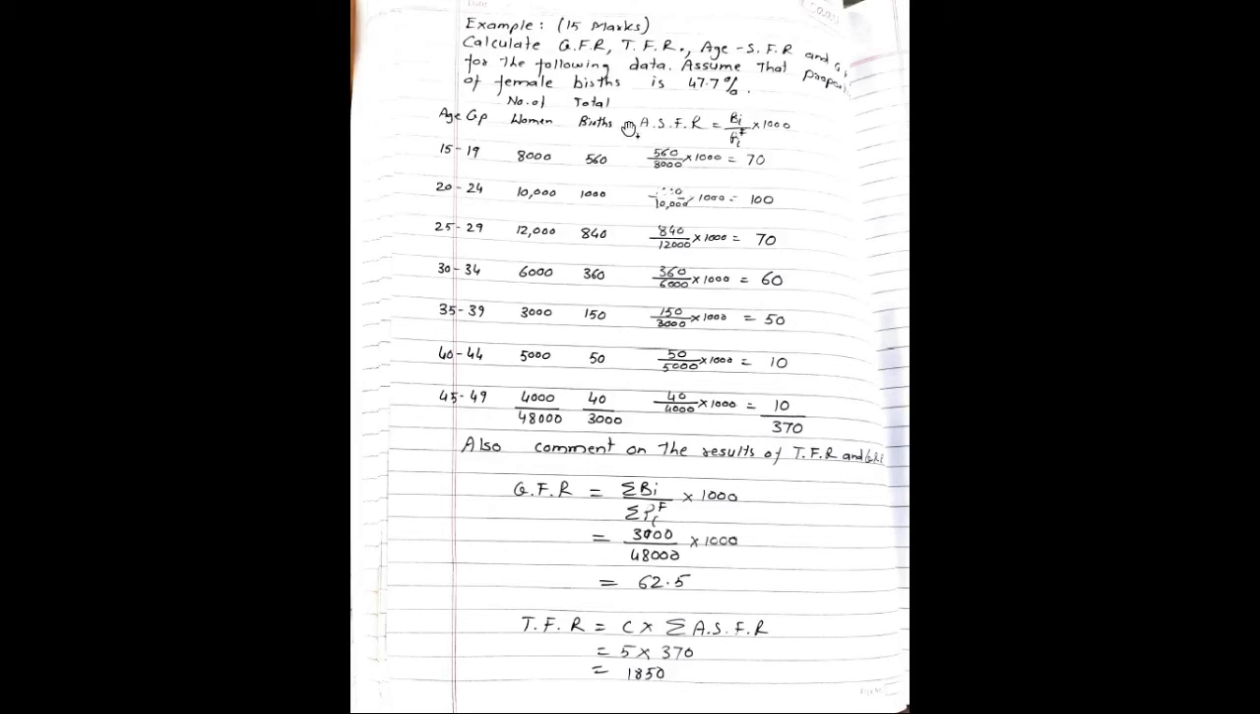We have to find the age specific fertility rate as BI upon PIF into 1000. And then we need to calculate the total of the last column, that is nothing but the summation of the ASFR column. We need to calculate the total of the number of women column as well as the total births, also we need to find GFR. So age group 15 to 19.